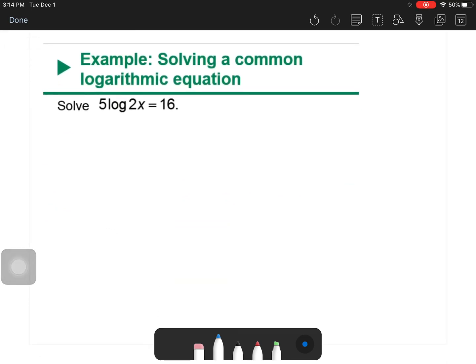Okay, in the next example, there is a log base 10 in there. So let's isolate the log piece of it first. We're going to divide by 5 first of all. So now I have log of 2x equals 16/5. Maybe I'll call that 3 1/5 or 3.2. A little easier.